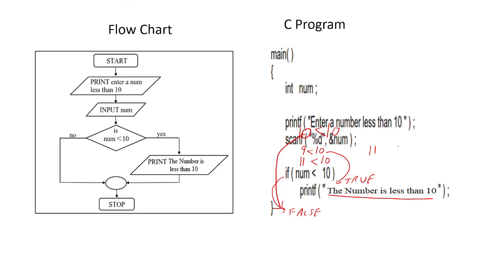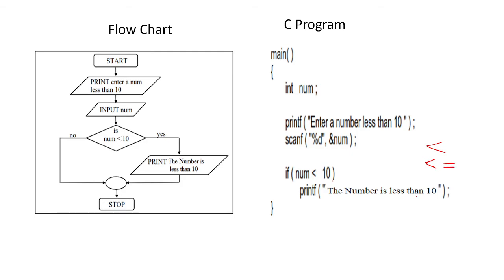But if the operator is used like num less than or equal to 10, and the number entered through the keyboard is 10, it will go to the true condition. So this is the difference between the less than operator and the less than or equal to operator. If the expression is true, it will go to the next statement in sequence, otherwise it will go to the else part if the condition is false.